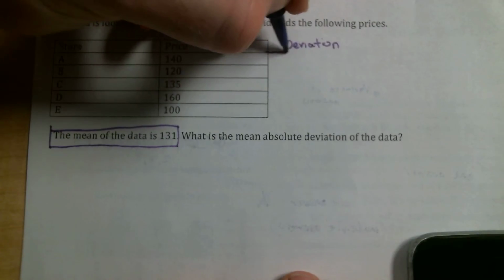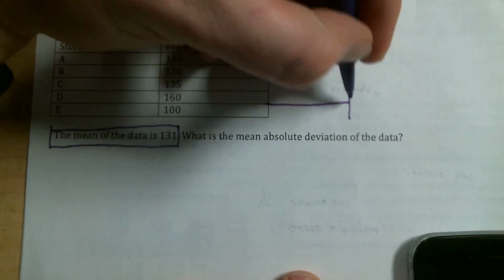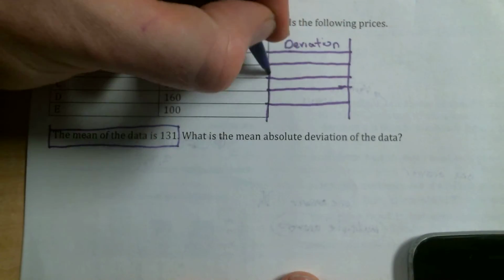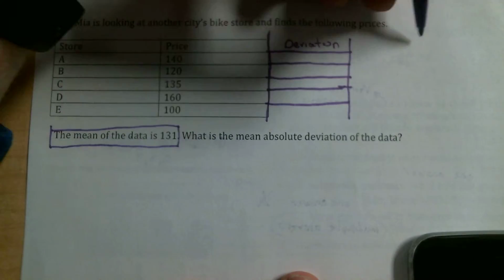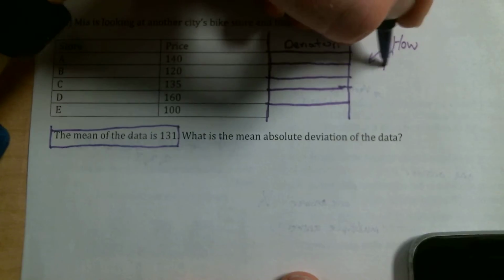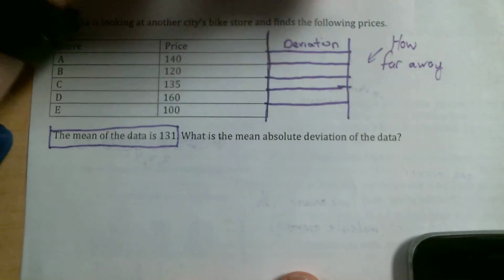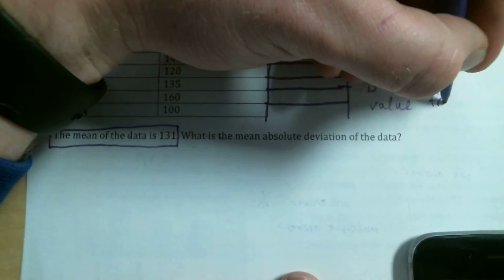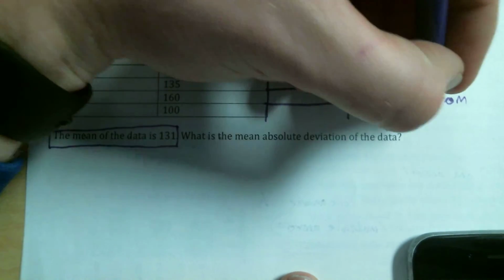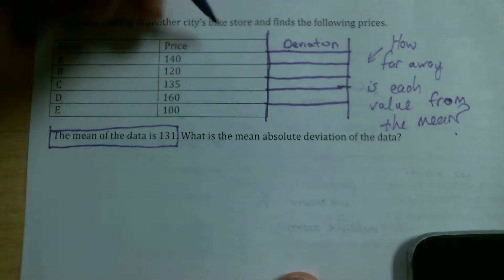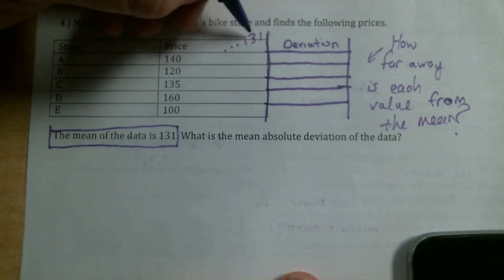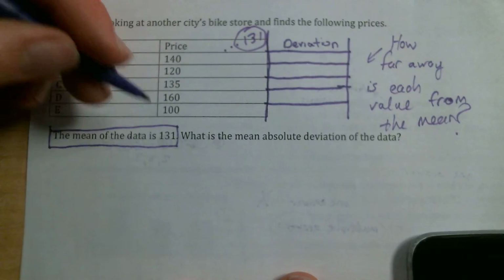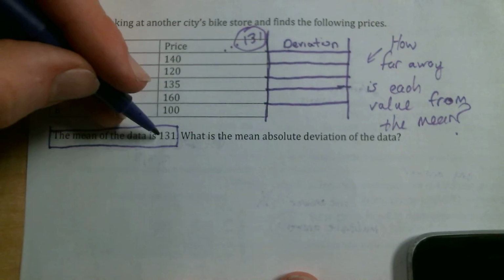Some of you just wrote this into the table you made already, which is fine. I'm going to make sure I have enough room here. And so I want to think, how far away is each value from the mean? That's what I'm thinking about. And remember, my mean is 131. They already told us that. So if you added all these up right here and divided by 5, you wasted your time because it already tells you that here.